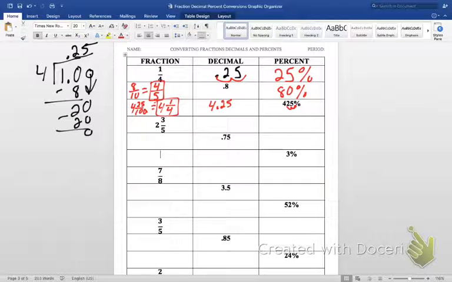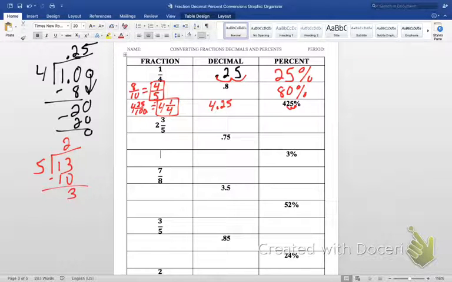Ladies and gentlemen, we got just a couple more to go. 2 and 3/5. How do we change that to a decimal? Well, 2 and 3/5 is interesting because, remember, we need to use division. First thing I'm going to do is convert it to an improper fraction. 5 times 2 is 10, plus 3 is 13. So let's put 13 on the inside and 5 on the outside. 5 goes into 13 2 times. 2 times 5 is 10. Subtract, we get a 3.